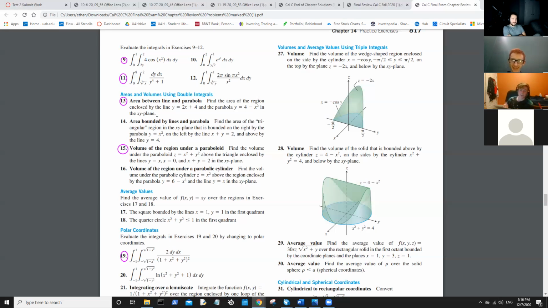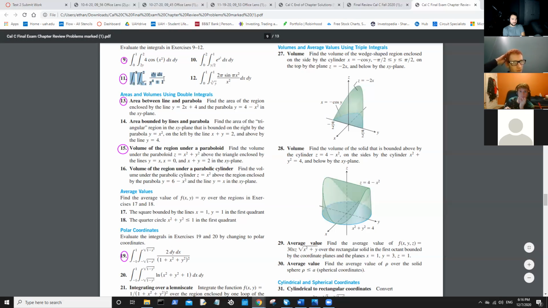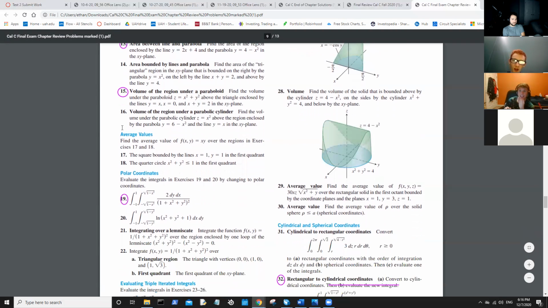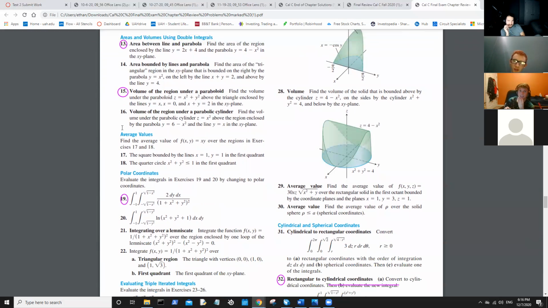Anyway, so 13 and 15. It's doing area and volumes using double integrals. So the area between the line and the parabola, isn't that literally what we're doing in these? Yeah, 13 is the easier one. 15 is going to be it, then. I already wrote down that. Doesn't matter. We're doing 15.